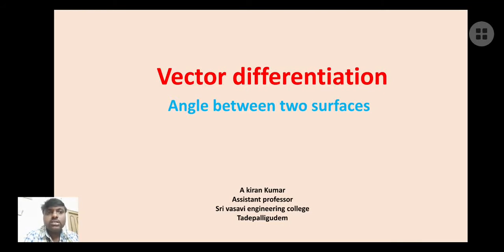Good morning, students. In the part of vector differentiation, in the previous lectures, I defined the vector differential operator, gradient and directional derivative. Continuing with that, now I am explaining the angle between two surfaces.